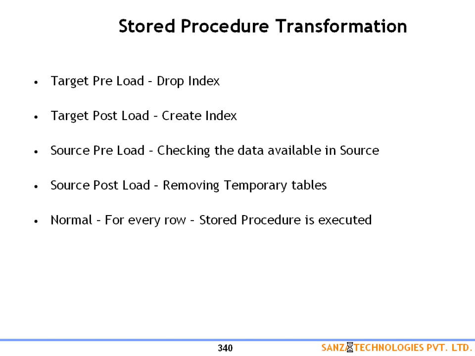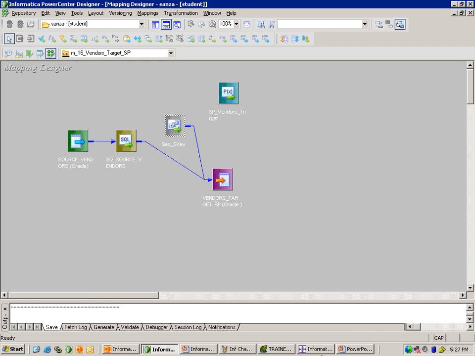Now, what is our requirement? Before you load the data into the target table, we want to delete the data in the target. For that, we created a stored procedure. When should it be executed? Just before the first record is loaded into the target table. Then we'll set it as target preload. Just before you load the data into the target, you want to execute the stored procedure. You set it as target preload.